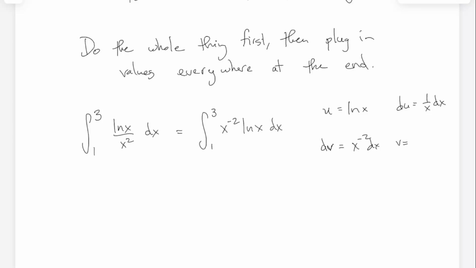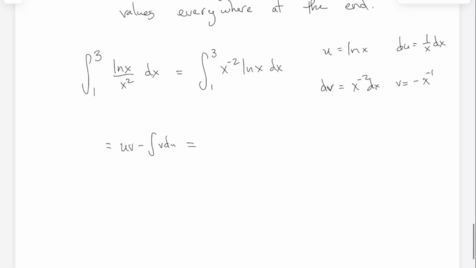Can anyone say, what's the v going to be? Negative x. Yes, negative x to the negative 1. Yeah, exactly. That's the antiderivative of x to the minus 2. You increase the power by 1 and then divide by the new power. Okay, great. So let's do my parts here. uv minus the integral of v du.